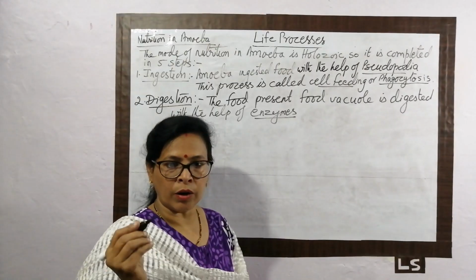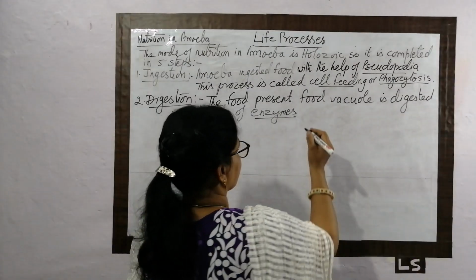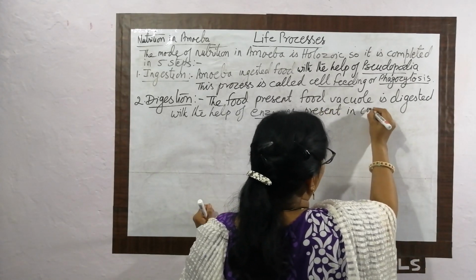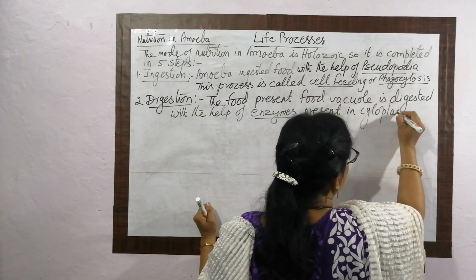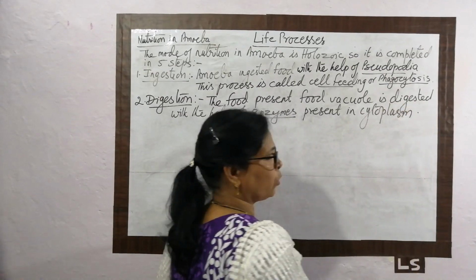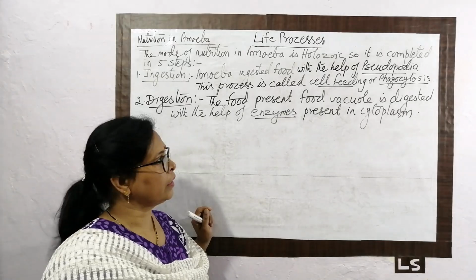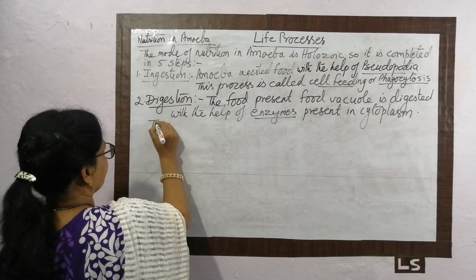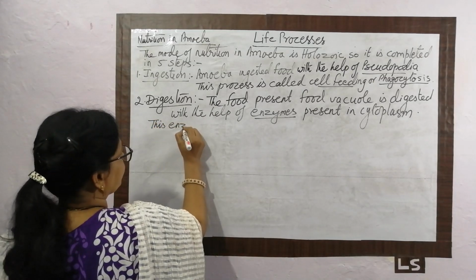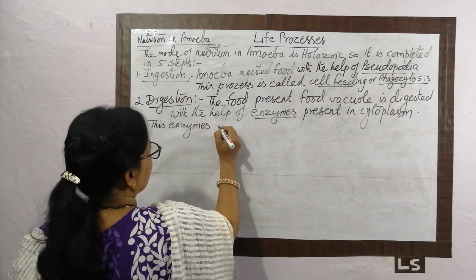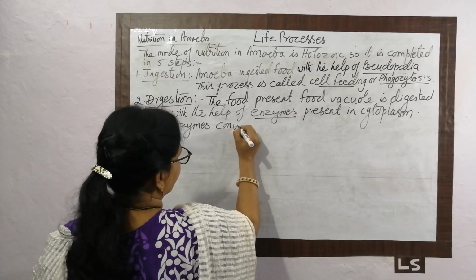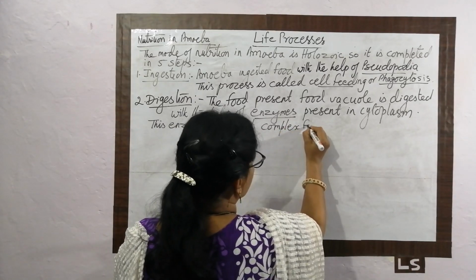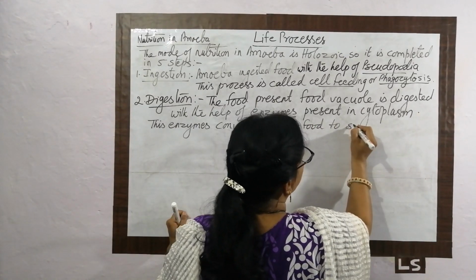Which enzymes are already present in the cytoplasm. Who is the supplier of the enzyme? It is the cytoplasm. Cytoplasm supplies the enzyme. Okay. And what is the role of enzyme? These enzymes convert complex food to simple food.